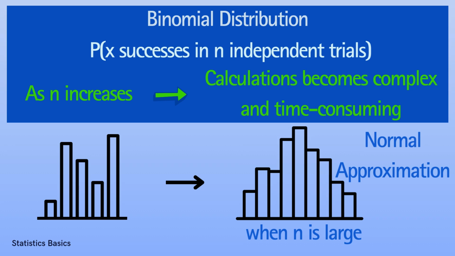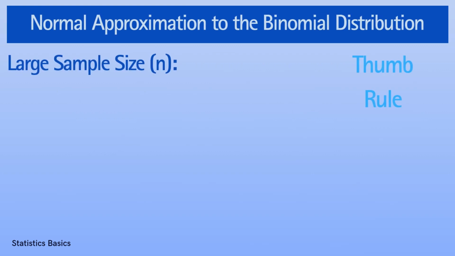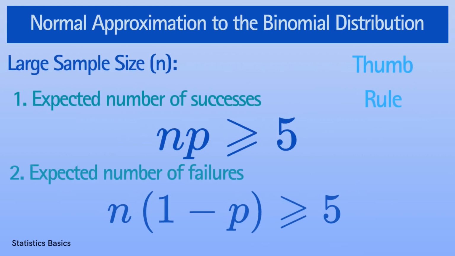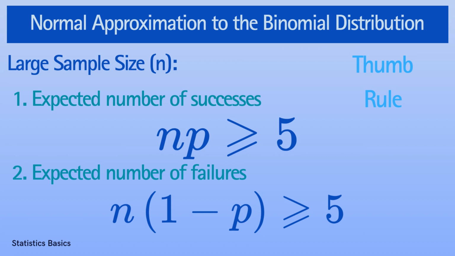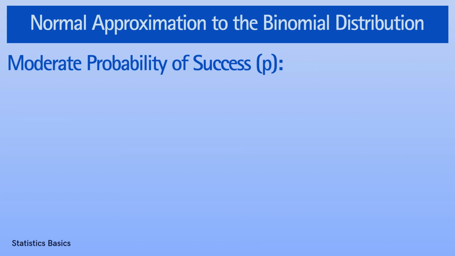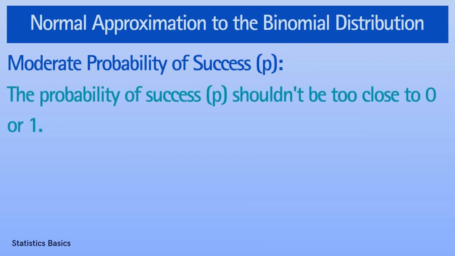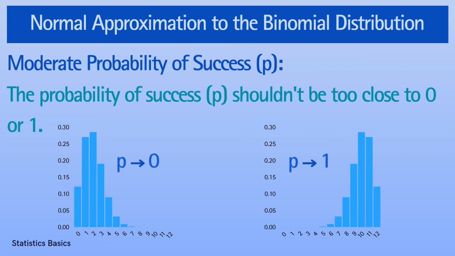However, this approximation is most accurate under specific conditions. A common rule of thumb is that both the expected number of successes and the expected number of failures, that is np and n(1 minus p), should be greater than or equal to 5, where p is the probability of success. This ensures that the binomial distribution is not too skewed and has enough data points for a smooth curve to form. The probability of success, p, shouldn't be too close to 0 or 1. If p is extreme, the binomial distribution becomes very skewed, and the normal curve won't fit well.